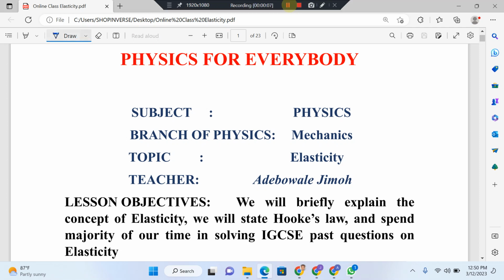Today our topic of discussion is elasticity, and it's under the branch of physics referred to as mechanics. My name is Adeboale Jimo, and by the end of this lesson you'll be able to state Hooke's law and solve IGCSE past questions on elasticity. Let's go straight to what we have to do today.